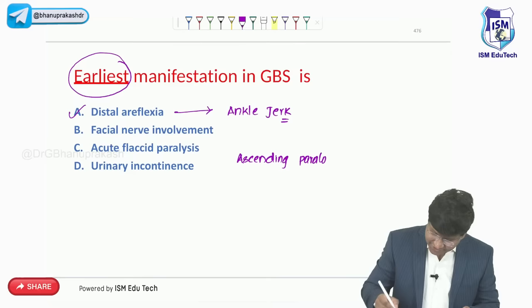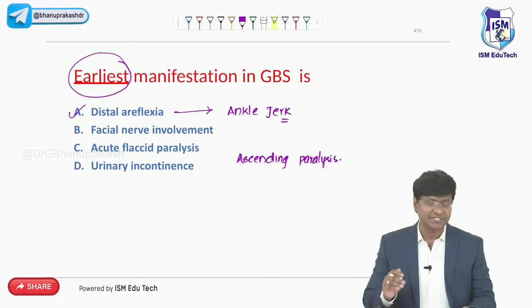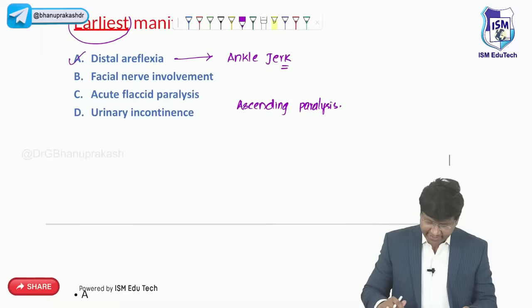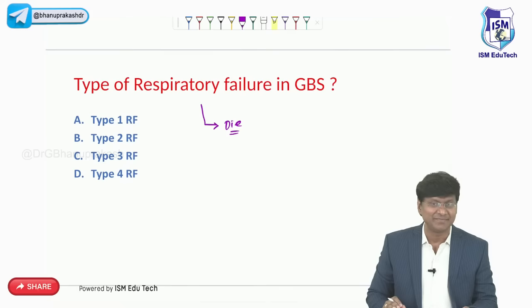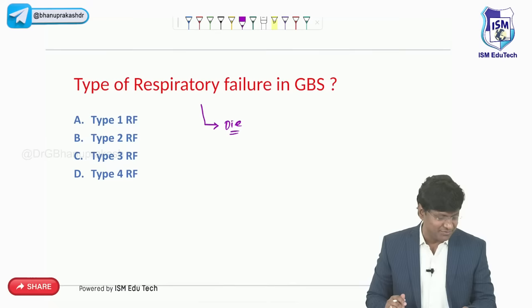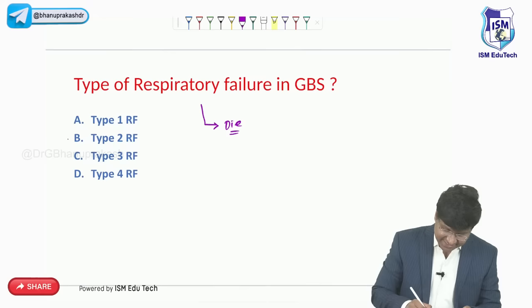Now, the next important point is that patients with the Guillain-Barré syndrome ultimately die because of respiratory failure. What type of respiratory failure do you see in Guillain-Barré syndrome? Type 1, type 2, type 3 or type 4? Whenever there is respiratory muscle paralysis, the type of respiratory failure that you will see in Guillain-Barré syndrome is type 2 respiratory failure.